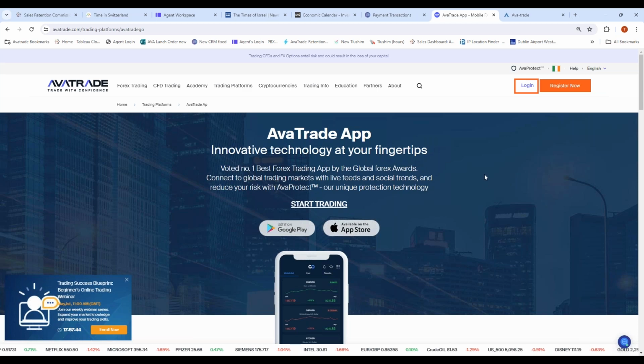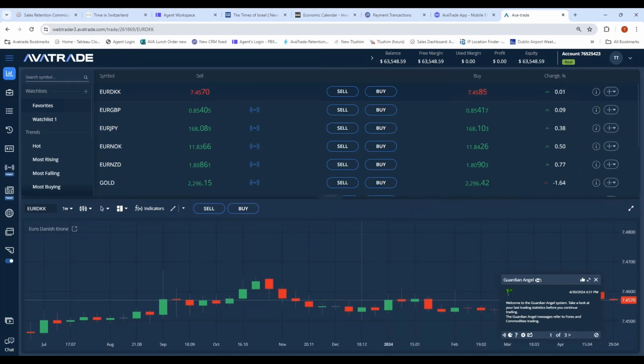Now to log into the web trader, you just click login here in the upper right corner and enter your details, and you will be in the web trader that we're looking at here.